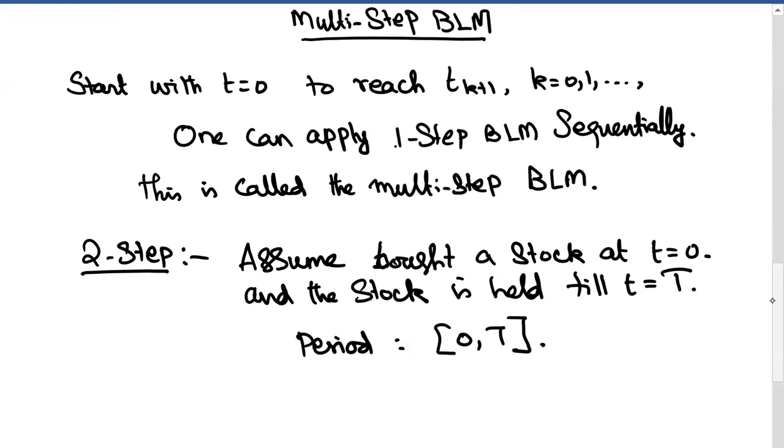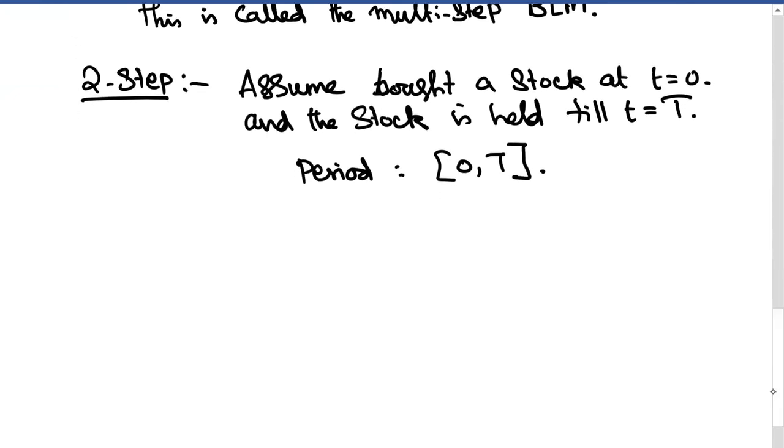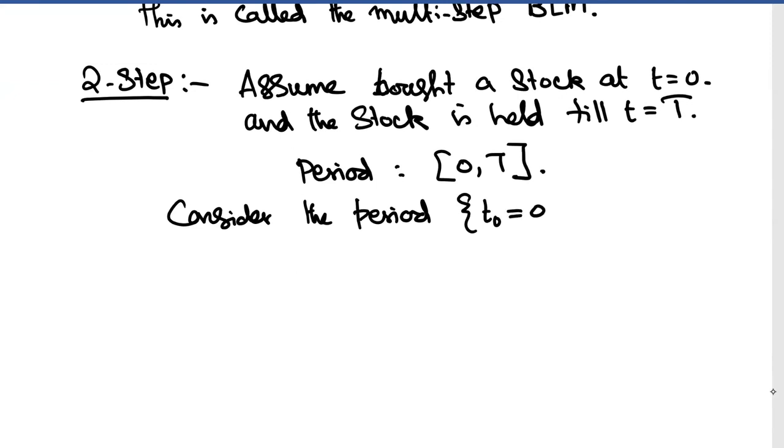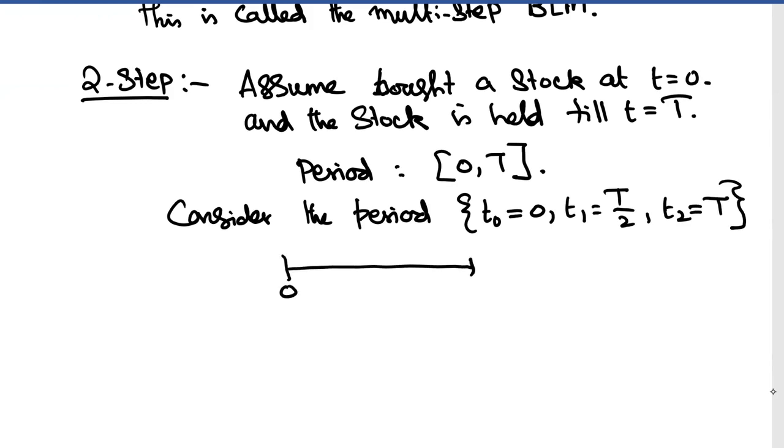Assume that this period is subdivided into two intervals. That is, consider the partition t naught which is equal to 0, t1 which is equal to capital T by 2, and t2 equal to capital T. That is the partition that we are taking. That is, the interval 0 to T is just bisected for a two-step method, and basically you have to give the probability space. For that, you need an up and down of the stock at each time step.